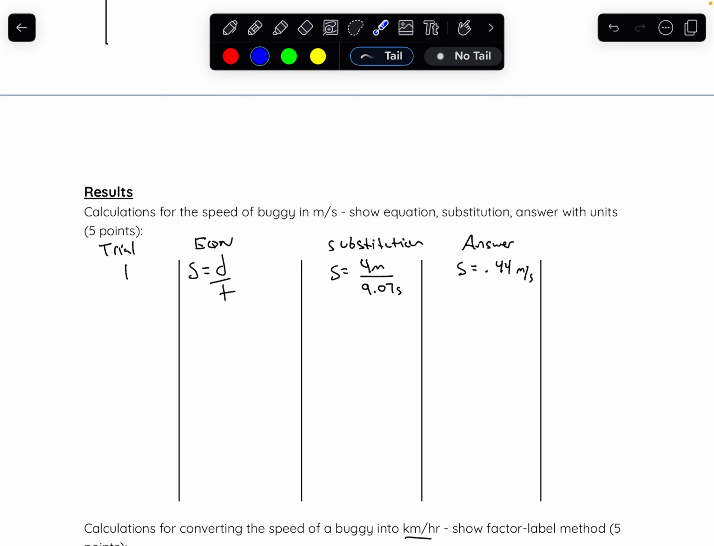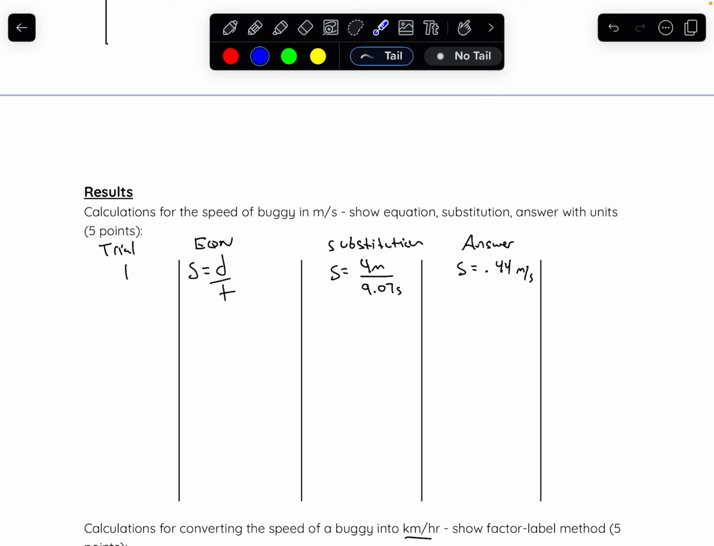For trial 1, the equation I'm going to use is S equals D over T. I'm going to substitute in my distance and time. My distance is 4 meters. My time was 9.07 seconds. Substitutions always include the units of what you subbed in. So if you were to write 4 and 9.07 without M and S, that's points off. Then you'll throw 4 divided by 9.07 in your calculator, and S is equal to, at least for me, 0.44 meters per second, which of course is the unit for speed. It's how many meters you cover within a certain amount of time, this time being seconds.